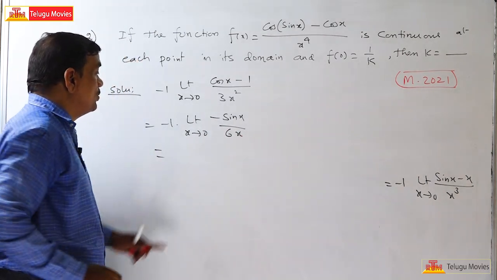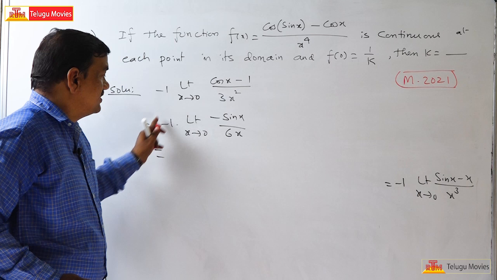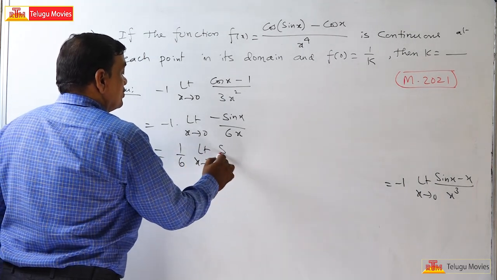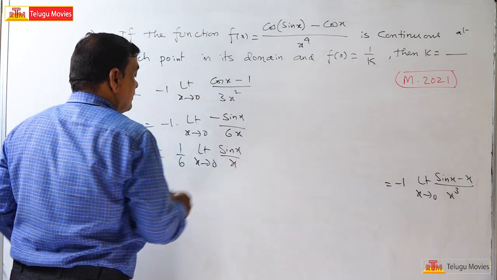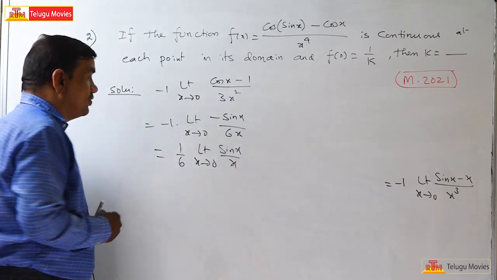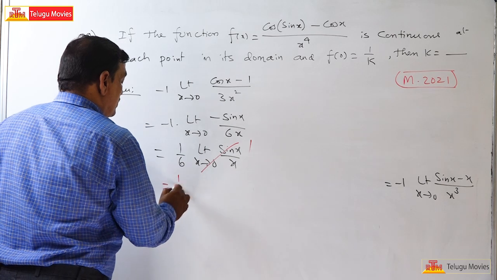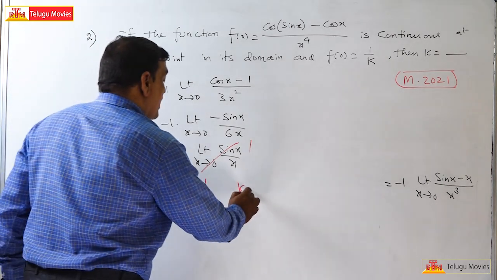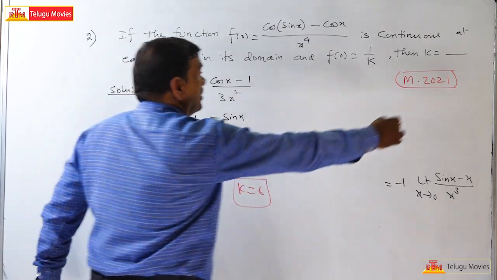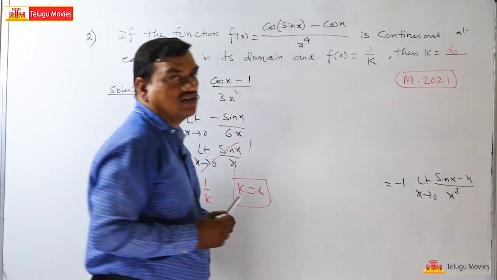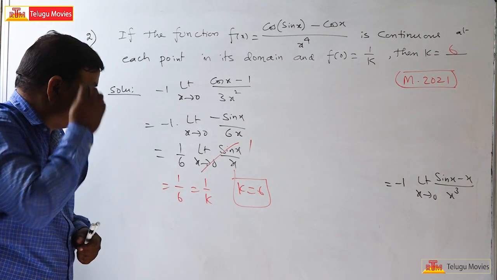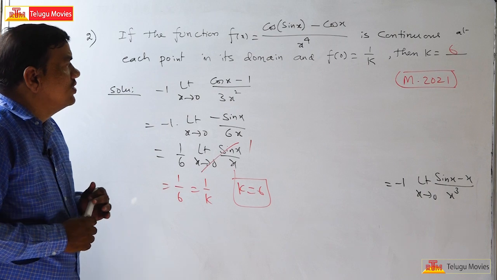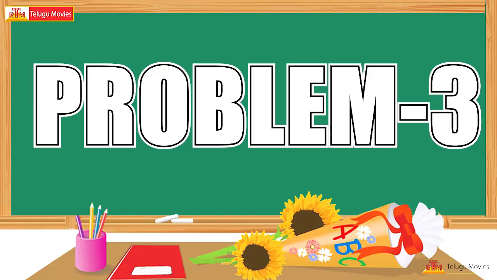Okay, so here minus into minus will get cancelled. So this is equal to 1 by 6 into limit x tends to 0, sin x by x. Now its value is equal to 1. So therefore this is 1 by 6. It is given as 1 by k, therefore k is equal to 6. K is equal to 6 is the integer answer type question. I hope that you understand this solution. So let us move to next problem.